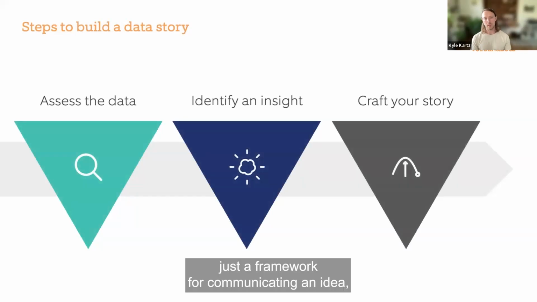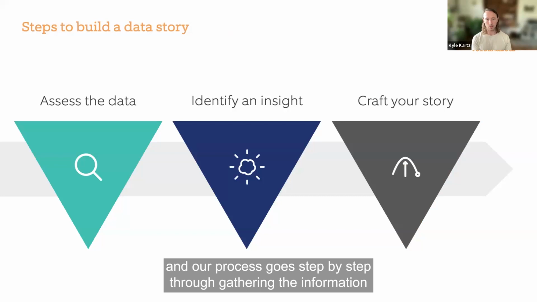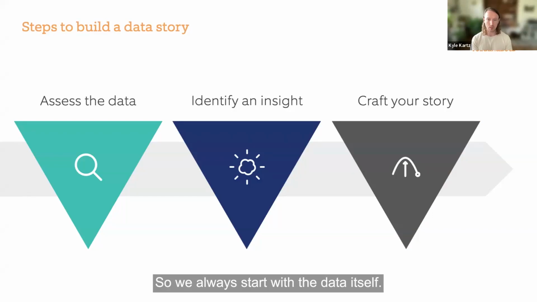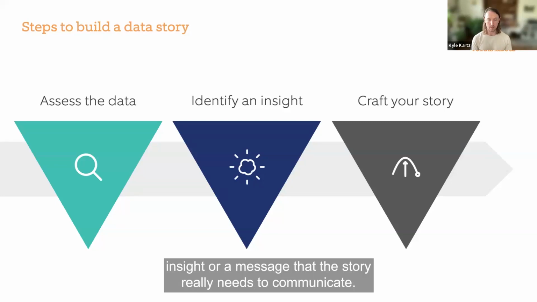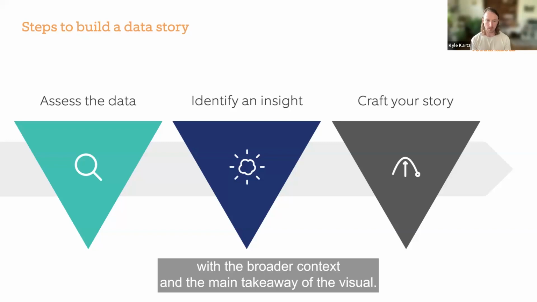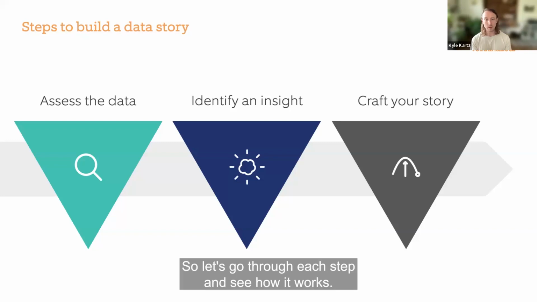So a story is really just a framework for communicating an idea. And our process goes step by step through gathering the information you need to identify your story, and then, most importantly, express it clearly in your visuals. So we always start with the data itself. From there, we like to identify a key insight or a message that the story really needs to communicate. And then finally, we package that up with the broader context and the main takeaway of the visual. So let's go through each step and see how it works.